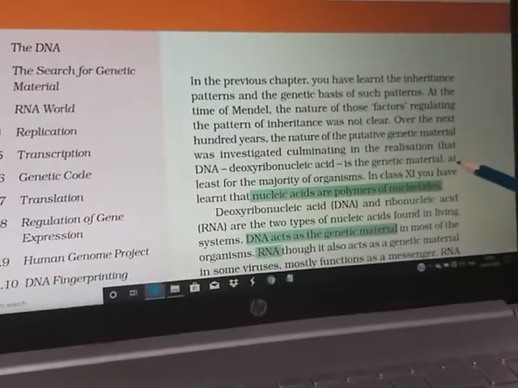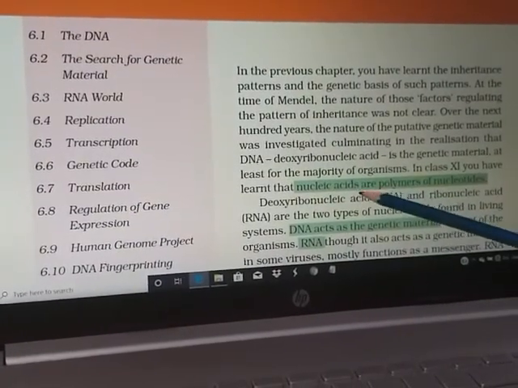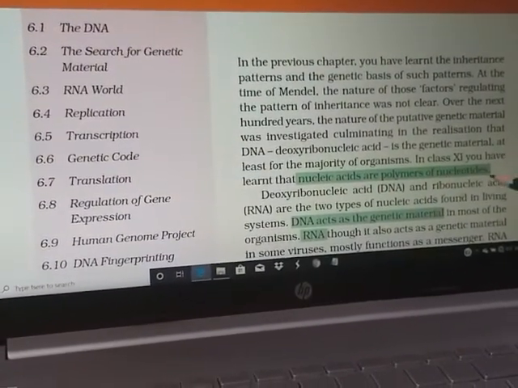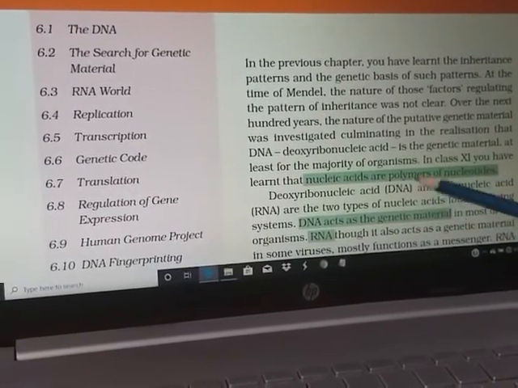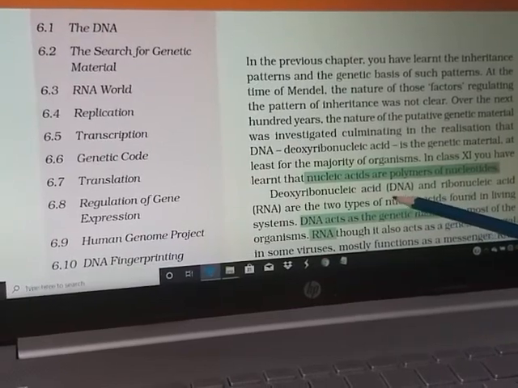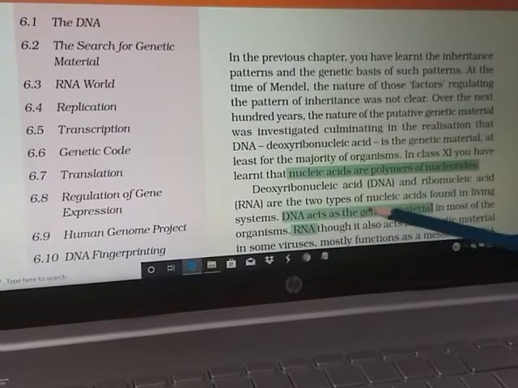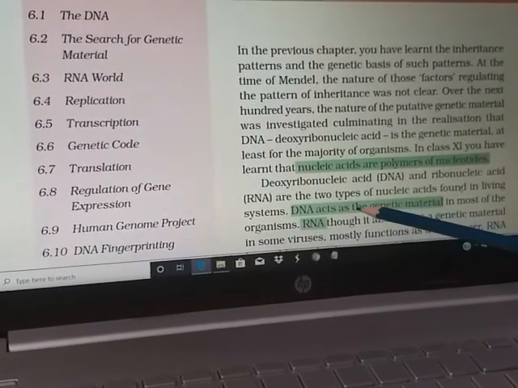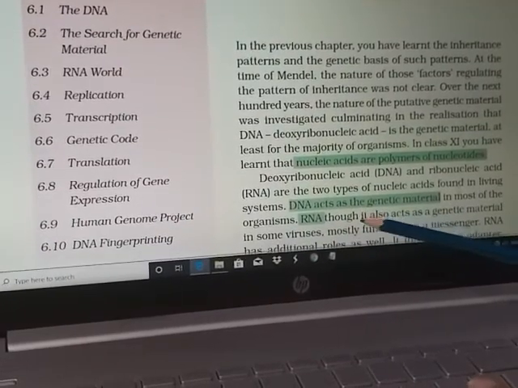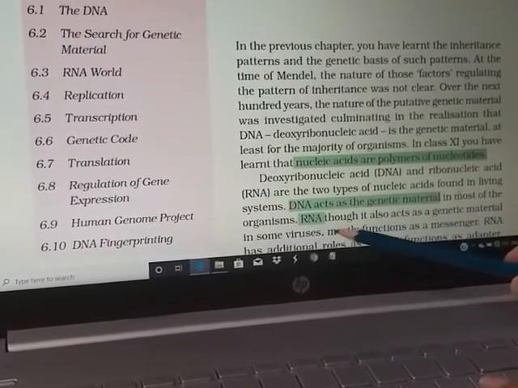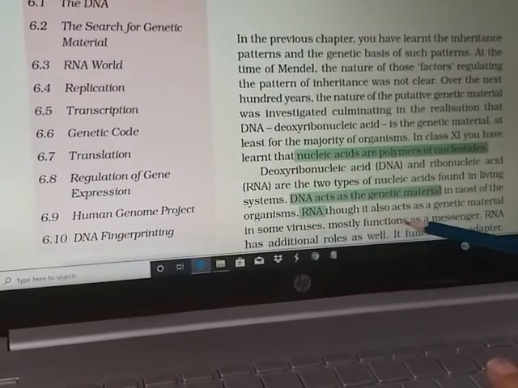In class 11th, you have already learned about nucleic acids as they are the polymers of nucleotides. There are two types of nucleic acids: deoxyribonucleic acid, that is DNA, and ribonucleic acid, that is RNA. This DNA acts as a genetic material in most organisms. RNA also acts as a genetic material in some viruses. Mostly it functions as a messenger.